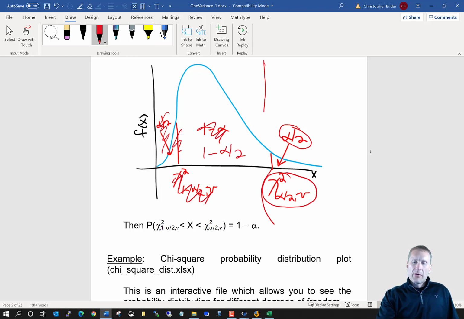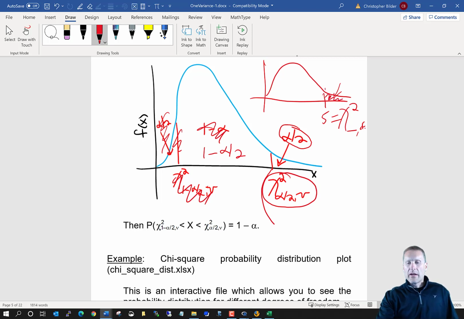So for example, let's say this is my chi-squared distribution. Perhaps I have a 5 here for the actual number, and then this will be equivalent to chi-squared with some alpha divided by 2 here, a particular degrees of freedom, df for short, as well. And so the area here will be like alpha divided by 2. We'll look at examples as we go along.